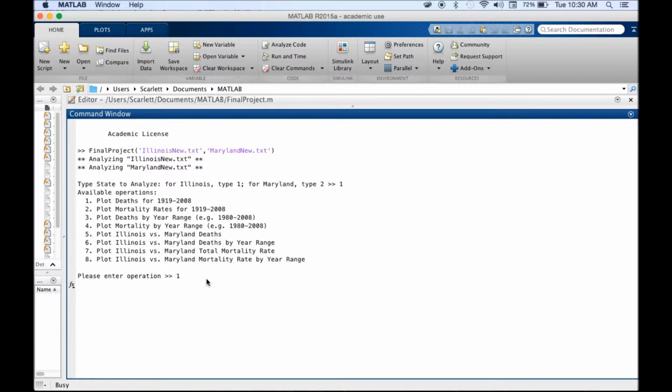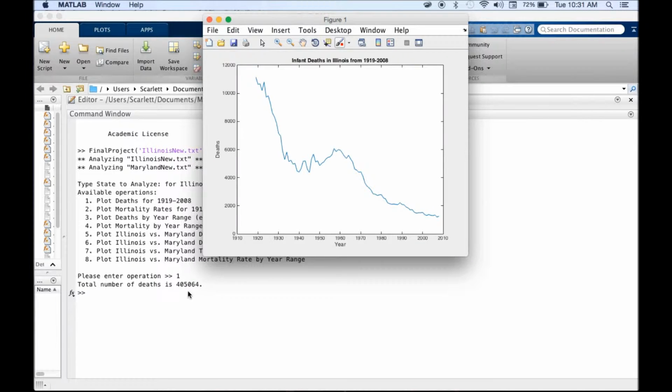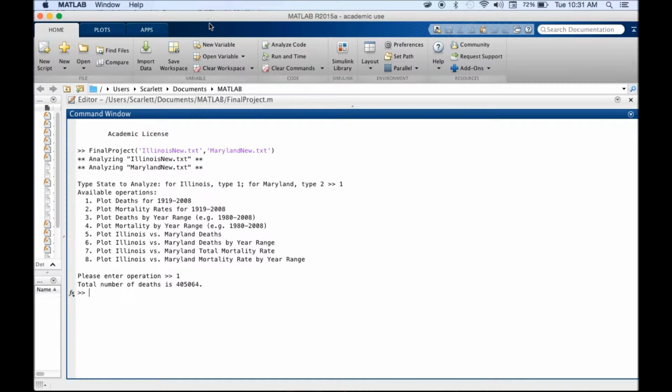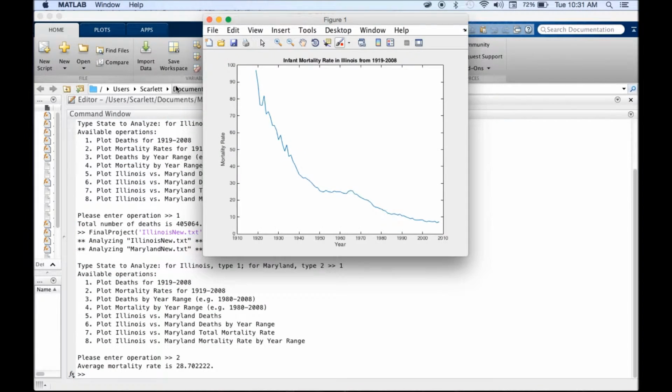So the first one will tell you the total number of deaths from 1919 to 2008, and then it gives you the figure. Then call it again for Illinois, and then we start with the second one. You can see the infant mortality rate, and it tells you that the average mortality rate from 1919 to 2008 is 28.7.